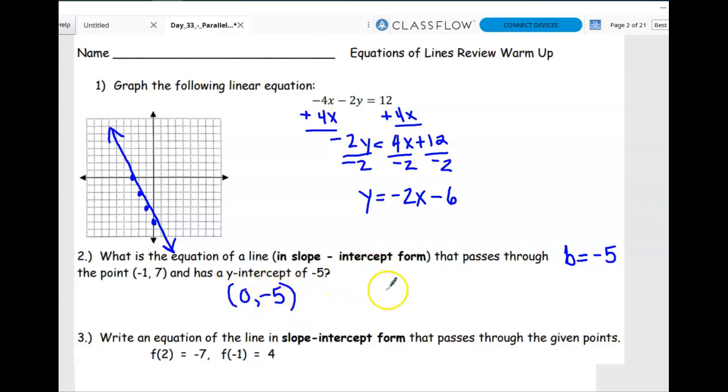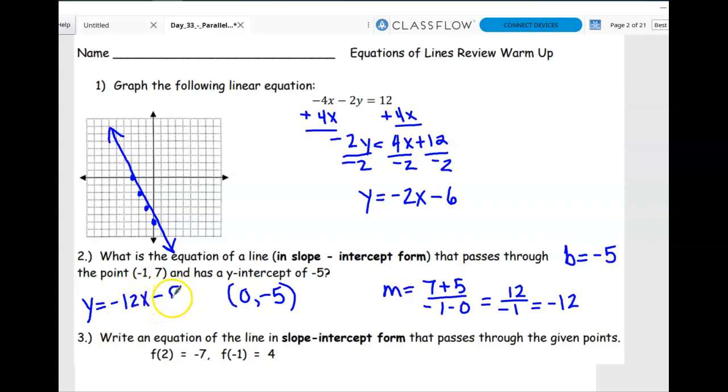So I'm going to use those 2 points to come up with the equation for slope, which is the change in y. So 7 minus a negative 5 would be plus 5, and then negative 1 minus 0. Okay, so change in y over change in x. So we get 12 over negative 1, which is a negative 12 slope. We put the two together, and we end up with the equation of the line as y is equal to negative 12x minus 5. There's our equation.